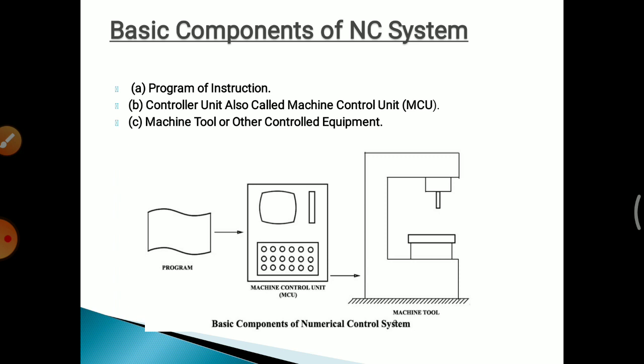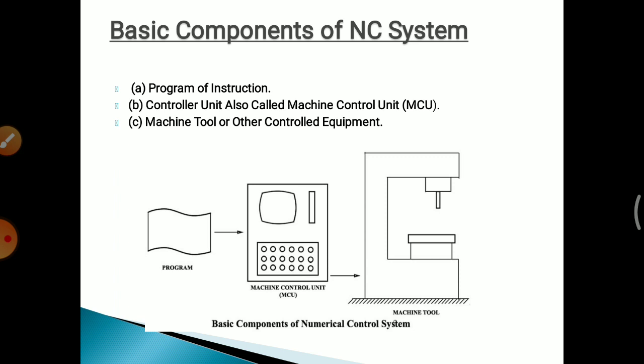Now let us discuss the basic components of NC system. The first basic component is the program of instruction. The program of instruction is the detailed step-by-step set of directions which tells the machine what to do and in what sequence to do it. The most common input medium to give the program as an input to the machine is punched tape. Similarly, we can also make use of magnetic tape and even 35 mm motion picture film.